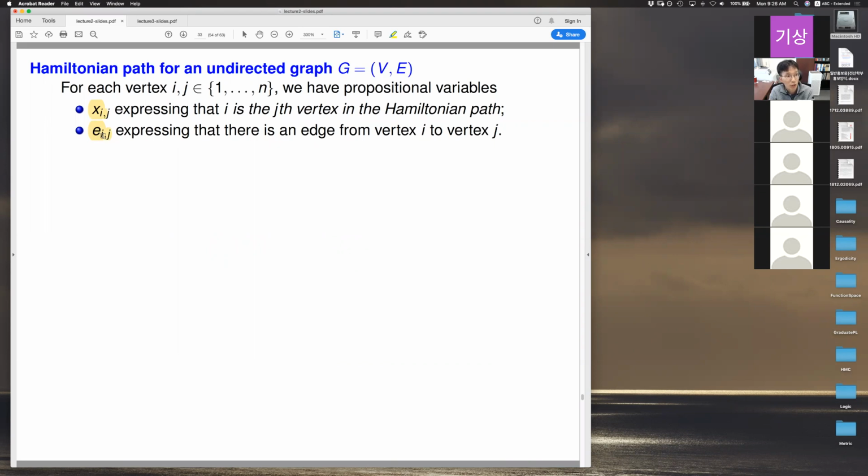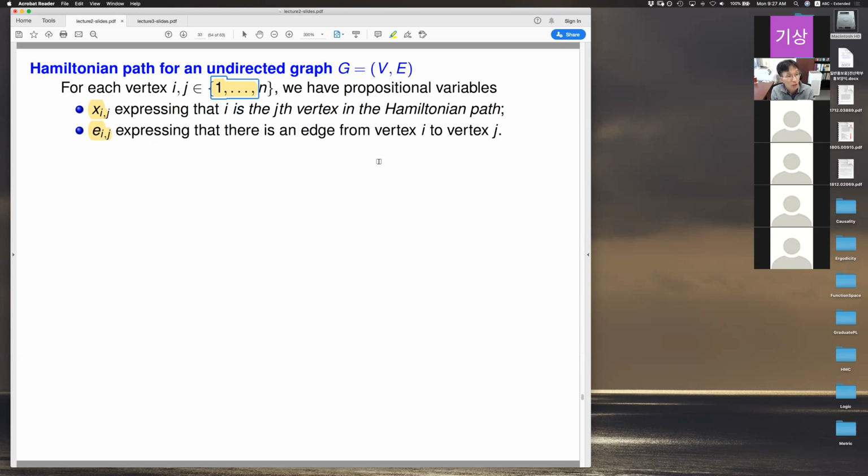e_ij is much easier to understand. We assume that the graph we are given has n vertices, named 1 up to n. Okay, so vertices 1 up to n, and the indices i and j in e_ij range over vertices. And e_ij is true precisely when there is an edge from vertex i to vertex j.